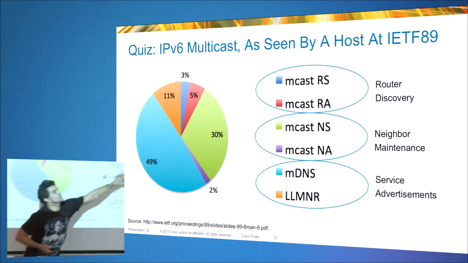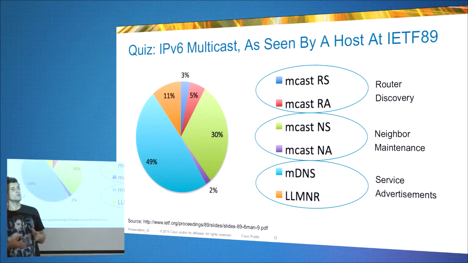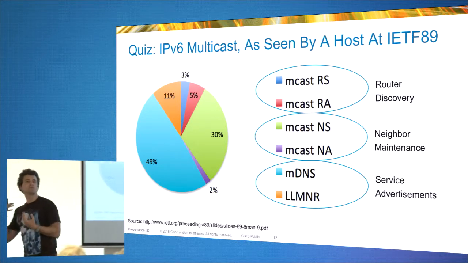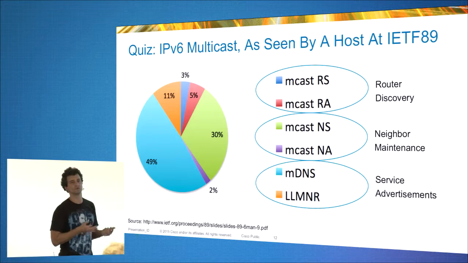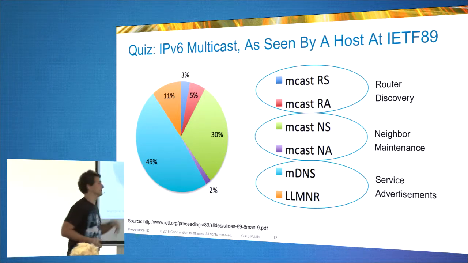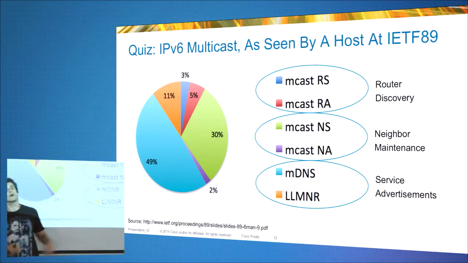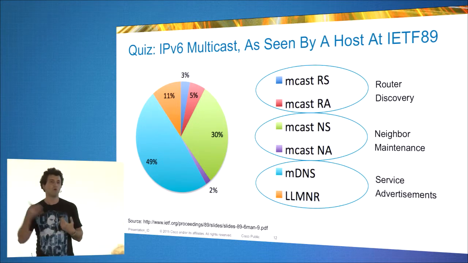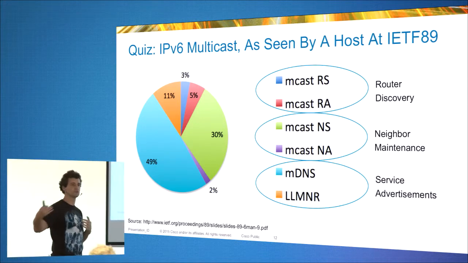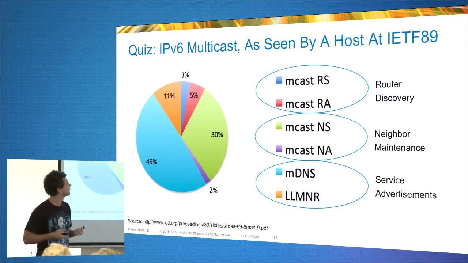So neighbor maintenance really is very similar to IPv4. That is basically a different naming for what you know as ARP. And in IPv6, neighbor discovery, so the neighbor maintenance, works over ICMP version 6, as opposed to a separate Ethernet protocol.